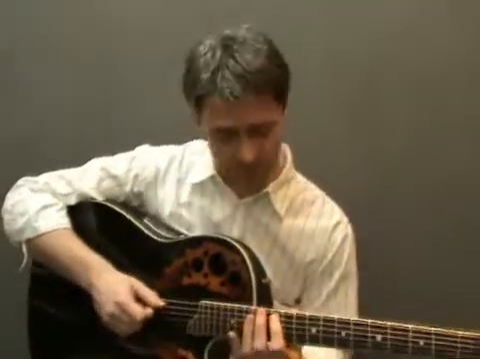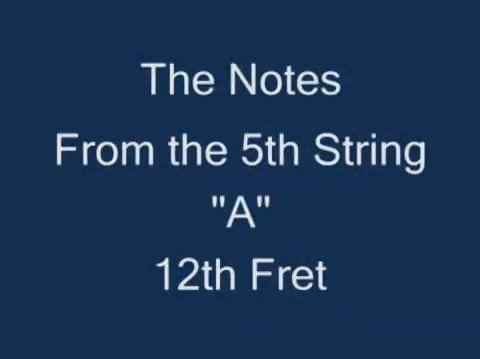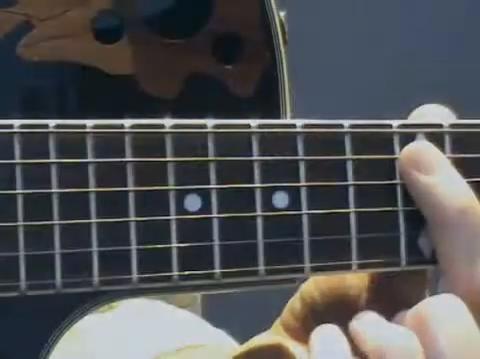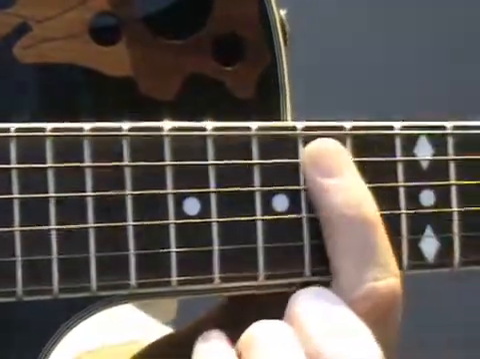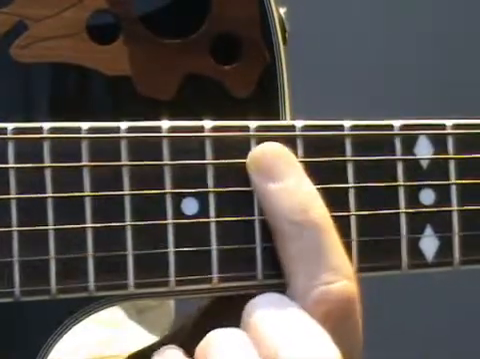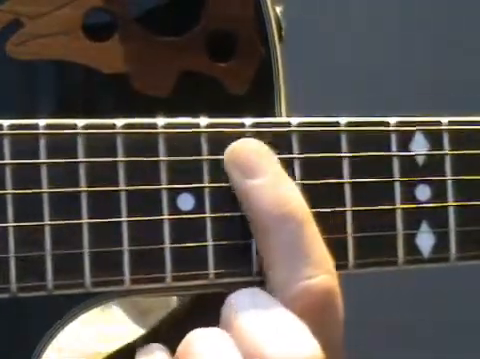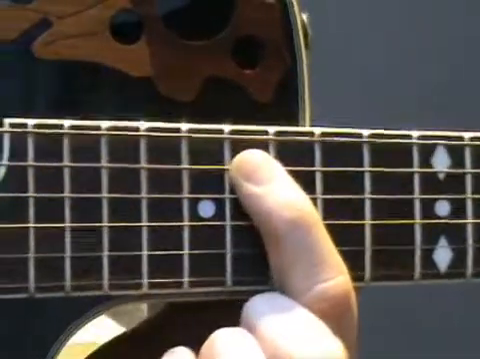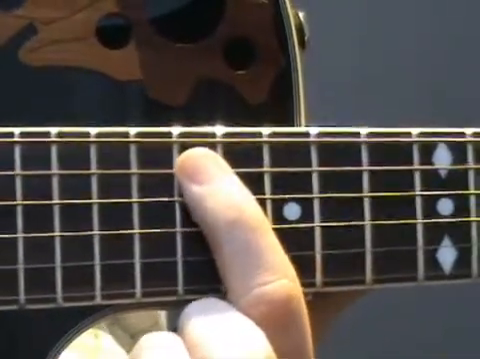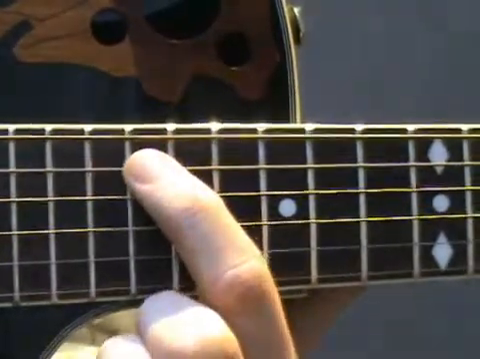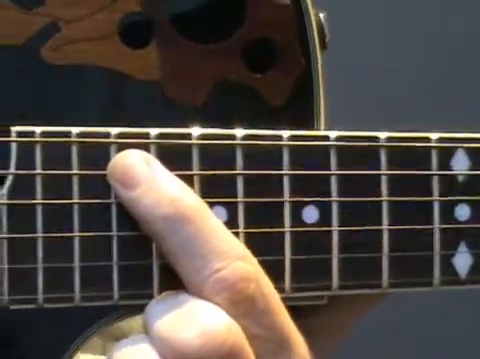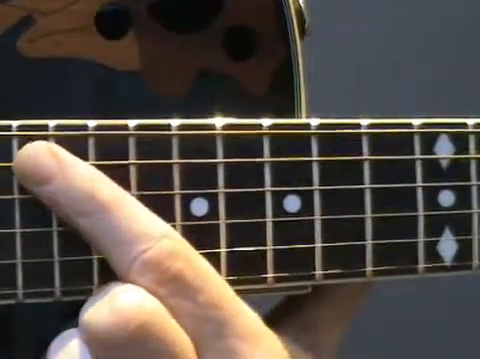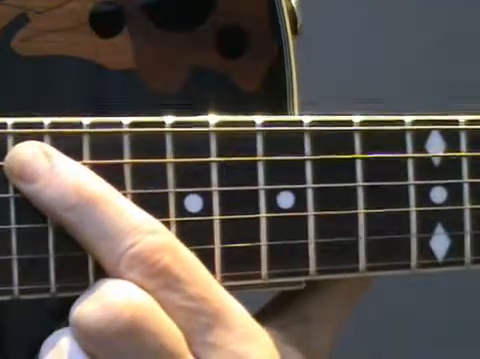Now let's continue up the string from the 12th fret. At the 12th fret you have A, at the 13th fret A sharp or B flat, at the 14th B, at the 15th fret marker you've got C, then at the 16th C sharp or D flat, at the 17th fret marker you've got D, D sharp or E flat, and then E, at the 19th E goes straight to F, and then F sharp or G flat, and so on.